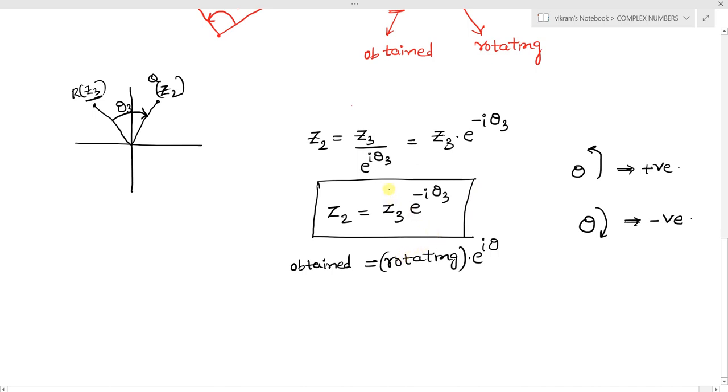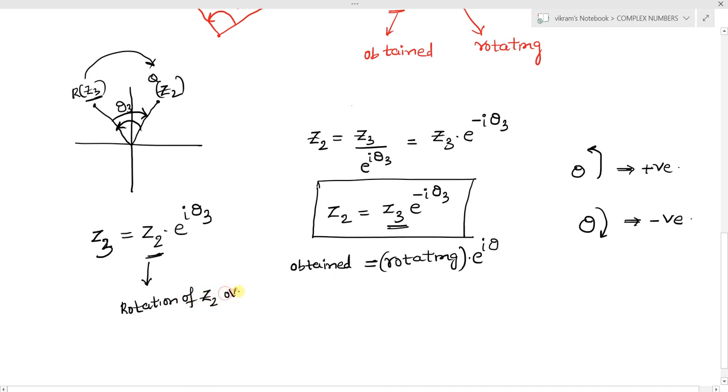We can term this as rotating Z3 over Z2: Z3 is rotated to get Z2. In the anti-clockwise direction, from Z2 we move here to obtain Z3. Z3 equals Z2 times e to the power iota times theta 3. So that means Z2 is rotated. We can say it is the rotation of Z2 to get Z3.